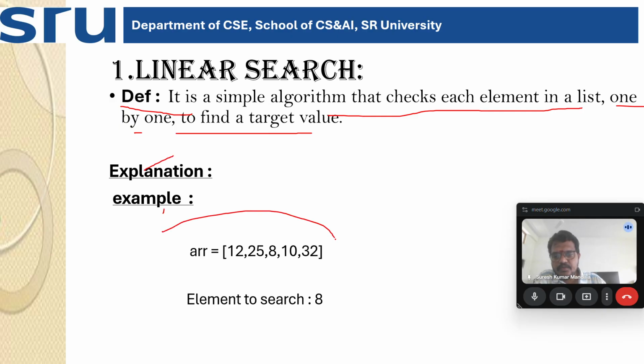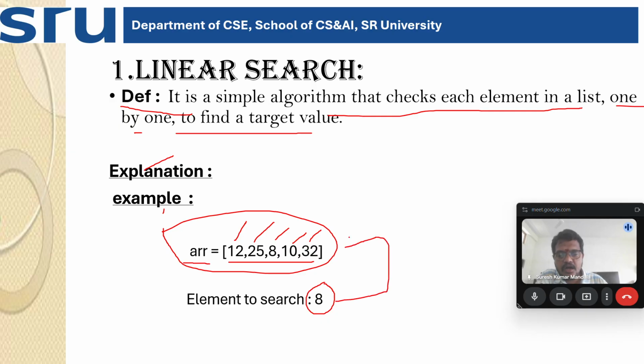This is the array example we have. This array has the values 12, 25, 8, 10 and 32. In total we have 5 elements in the array. The array name is ARR. The target element is 8. What is meant by target element? We have to search whether that 8 is present within the array or not, using the concept called linear search.